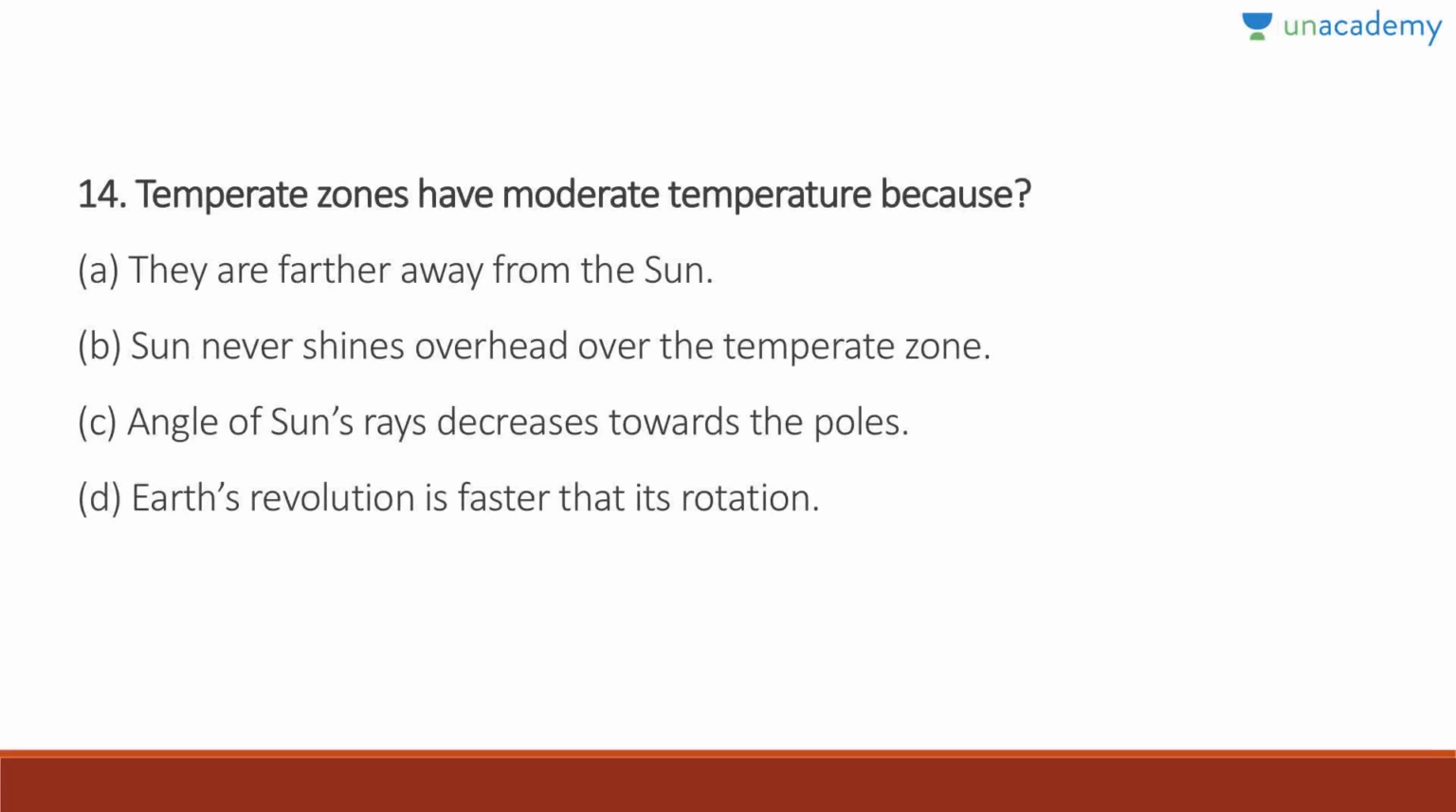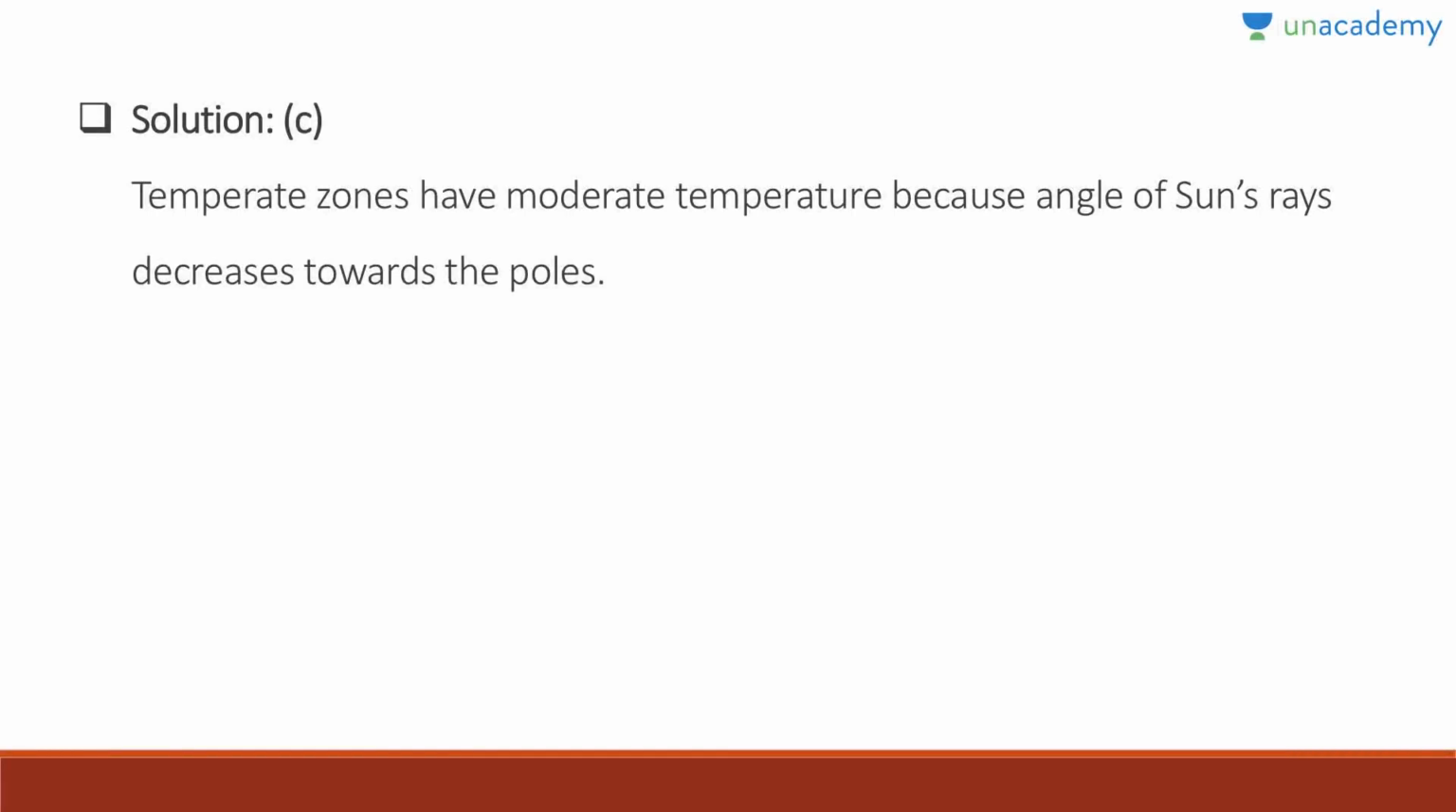Question number 14. Temperate zones have moderate temperatures because the angle of the sun's rays decreases towards the pole. So as you go away from the equator, the temperature usually decreases. Obviously, it also depends on the altitude of the place. So temperate zones have moderate temperature because angles of the sun rays decrease towards the pole, and at the pole you'll have very low temperatures.